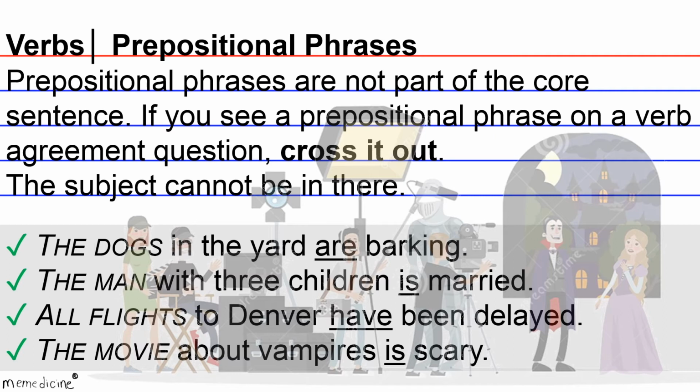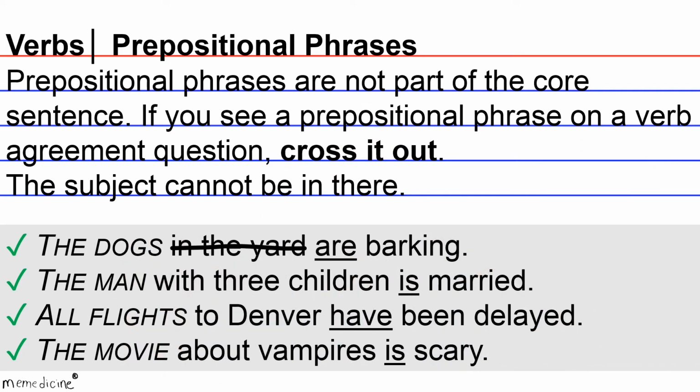So "in the yard" is our prepositional phrase in our first sentence. The preposition in is describing the relationship between the dogs and the yard. Our subject is obviously not going to be contained in the prepositional phrase. What we've done is isolate our core sentence: the dogs are barking. The preposition here is with.